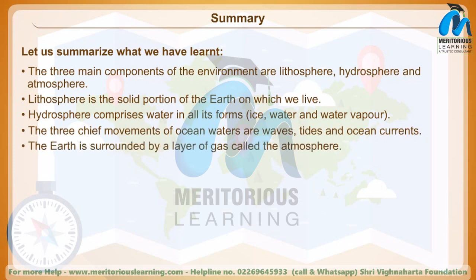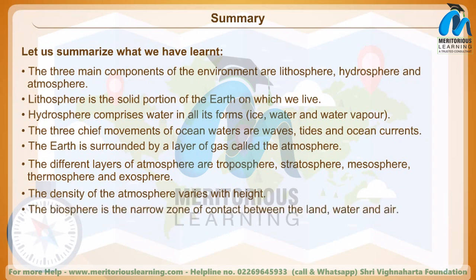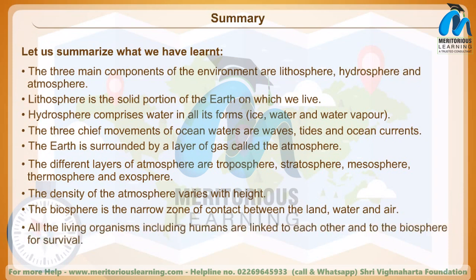The Earth is surrounded by a layer of gas called the atmosphere. The different layers of the atmosphere are troposphere, stratosphere, mesosphere, thermosphere, and exosphere. The density of the atmosphere varies with height. The biosphere is the narrow zone of contact between the land, water, and air. All the living organisms, including humans, are linked to each other and to the biosphere for survival.